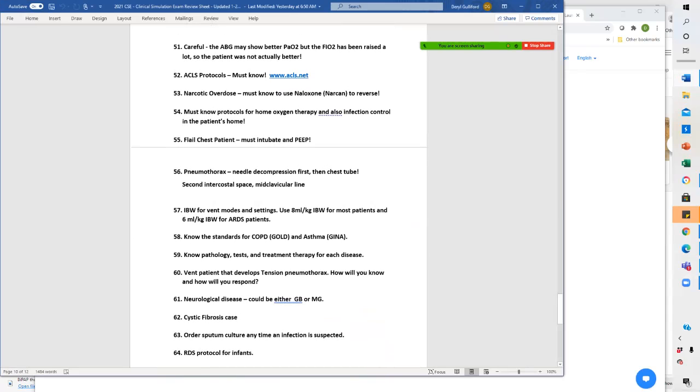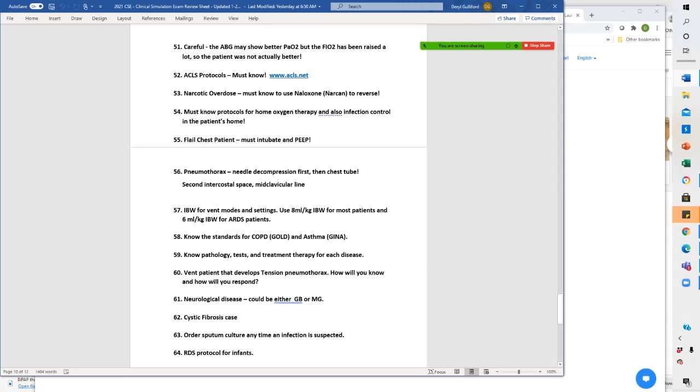Careful, the blood gas might look better. That actually applies to a patient I'm taking care of today. The blood gas actually looks better, but we've got the patient on pure oxygen, 100%, to get there. So that patient is not improving if they still need 100% oxygen. The patient is actually not better. So watch for that and don't try to withdraw ventilatory support when the patient still needs a lot of oxygen.